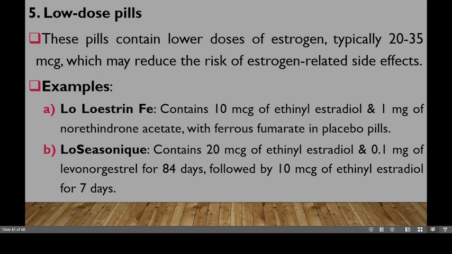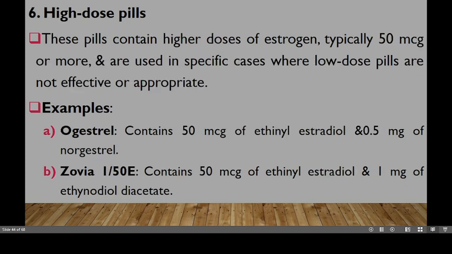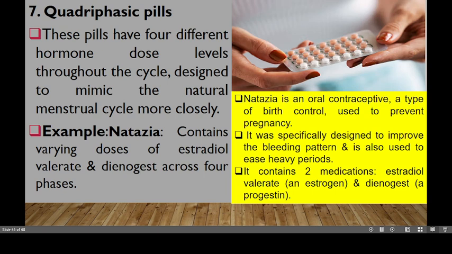These pills contain low dosages of estrogen, typically between 20 to 35 micrograms, which reduce the risk of estrogen related side effects. High dose pills contain higher dosages of estrogen, typically about 50 micrograms or more, and are used in specific cases where low dose are not effective or appropriate. Ogestrel and Zovia are some of the examples.